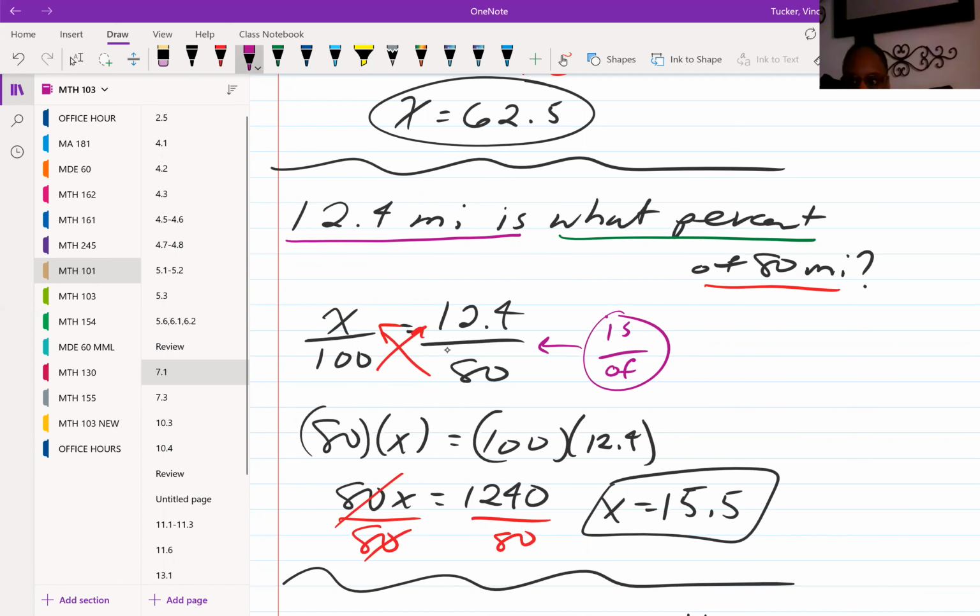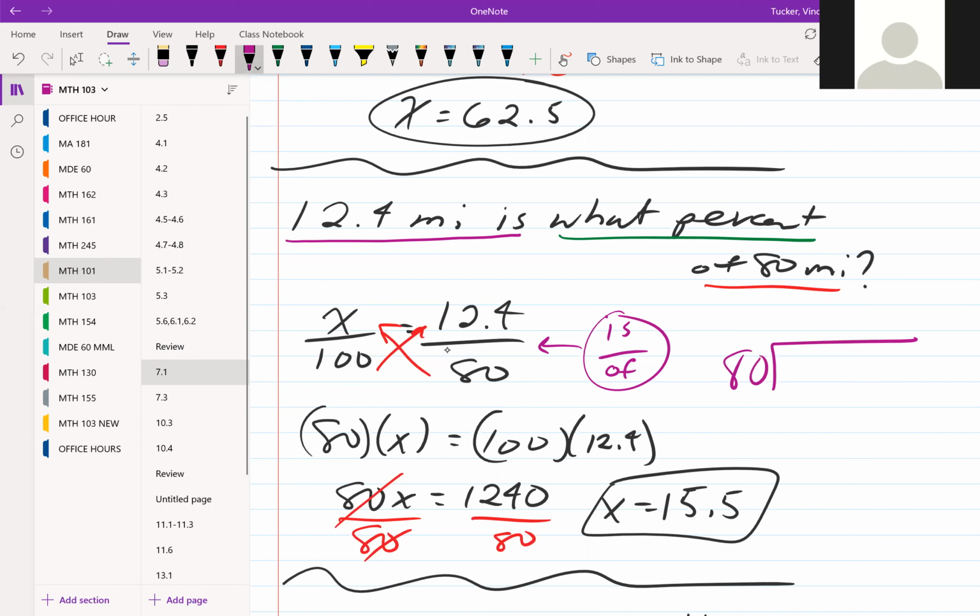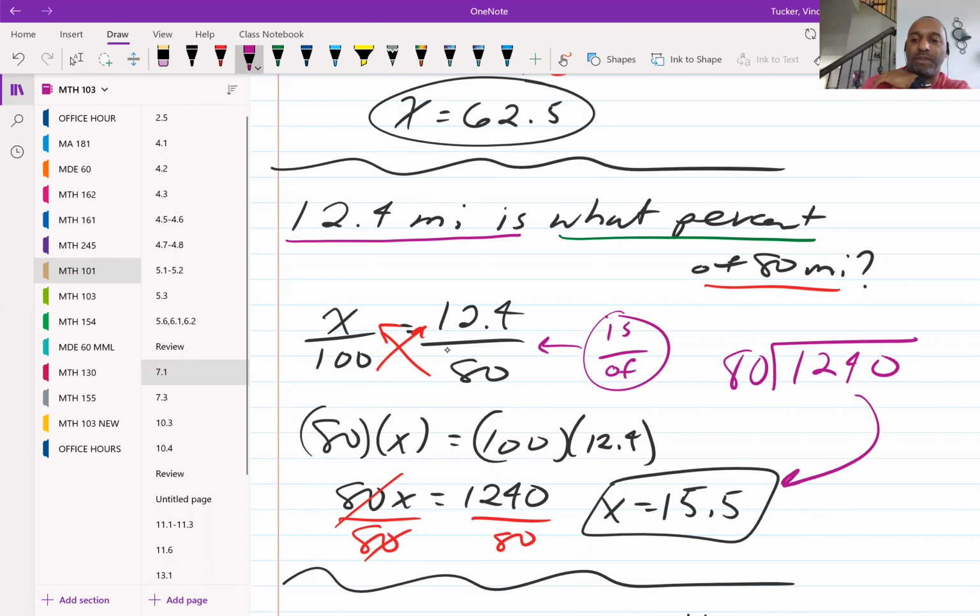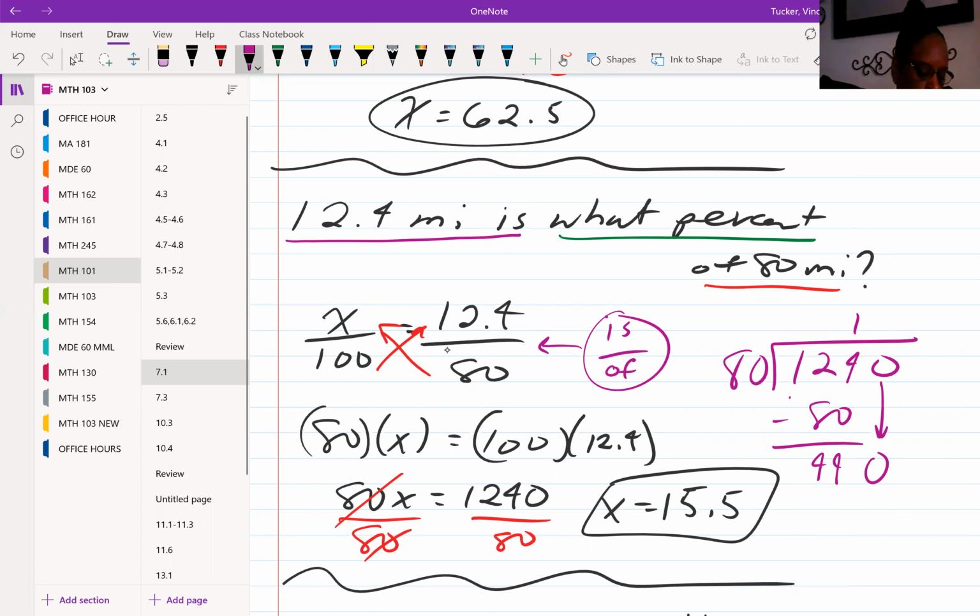So if I was using my calculator, it would give me. So you talk about going from here to 15.5, right? So that means you're just talking about doing long division. So 80 doesn't go into 1, it doesn't go into 12, but it goes into 124. 1 times 80, and then that'll be what? 440. 400. I just wanted the basic rule, so I just moved my decimal 2 times to the left.